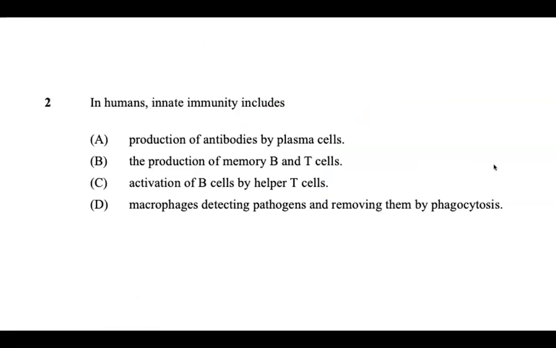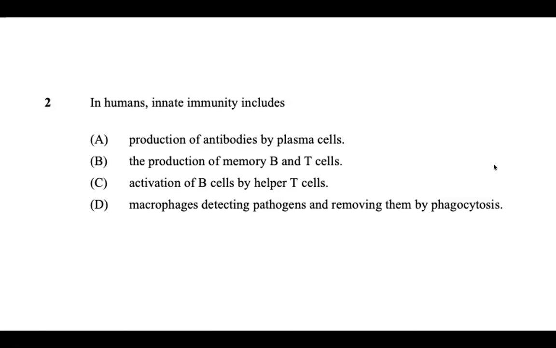All right, question 2. Again, in humans, innate immunity includes. So innate immunity is the immunity that responds the same no matter what the pathogen happens to be. It's not trained, it's not acquired, it's not anything that your body has learned to deal with. It's just the basic second line immunity that we have once that pathogen has breached our protective barriers.